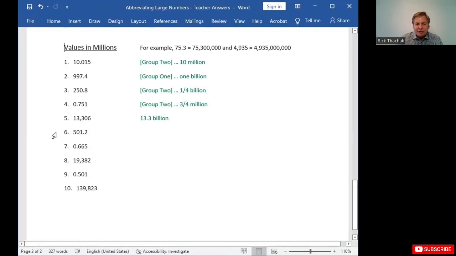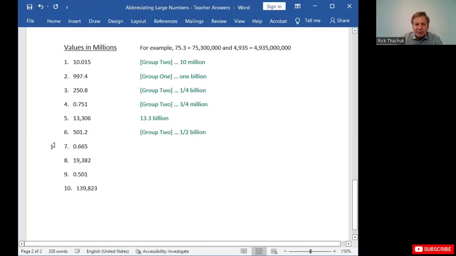Number 6, 501.2 million. In expanded format, that's 501,200,000. That's very close to 500 million, which I know is 500 million. So this number here is just over 500 million. So anything from group 2 and then 500 million.